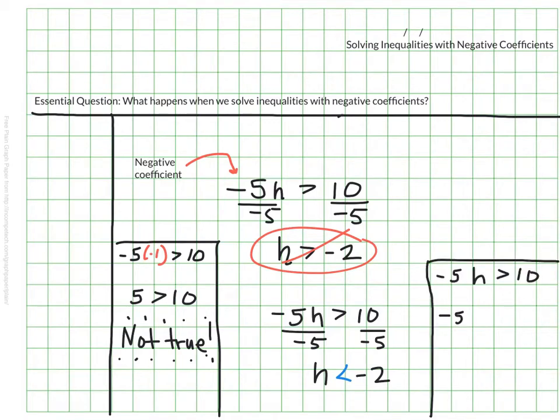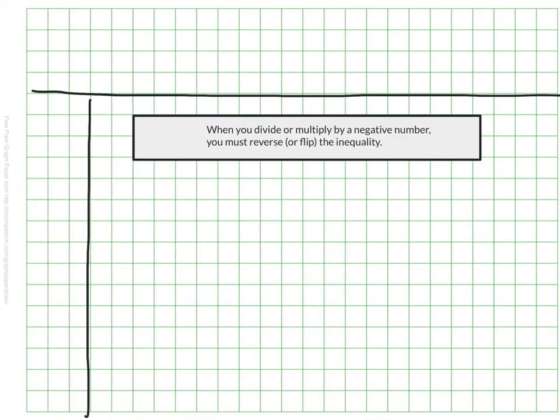And I'll check it this time by picking a number that's less than -2. So how about -3? And we'll see when we put that in if that satisfies our inequality. -5 times -3 is 15, which is indeed greater than 10. So now this works. This is our solution. So that's the big rule. When you divide or multiply by a negative number, meaning the coefficient has a negative with it, you need to flip your inequality.